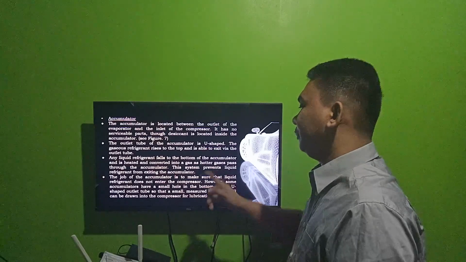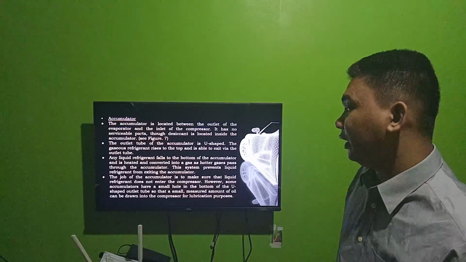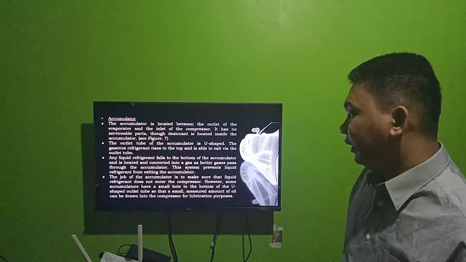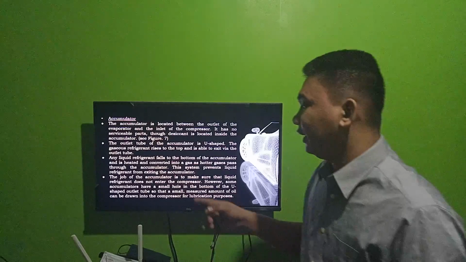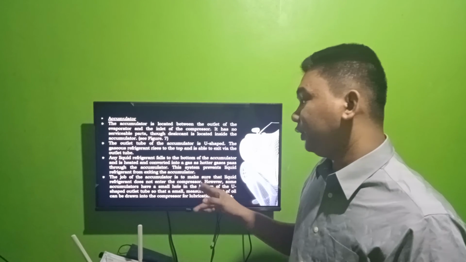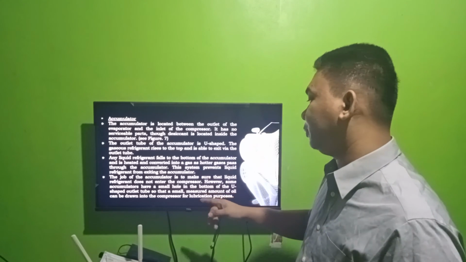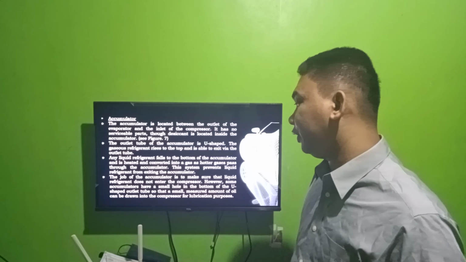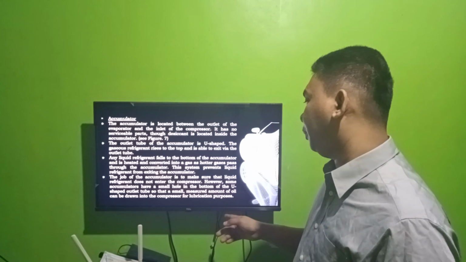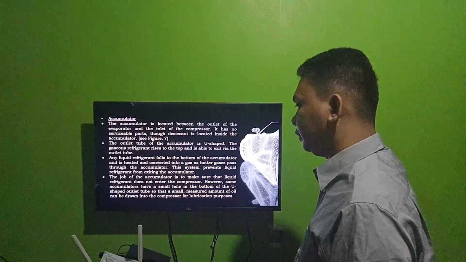So, ayan. The job of the accumulator is to make sure that liquid refrigerant doesn't enter the compressor. Okay, so again, the job of the accumulator simply is to make sure that the liquid refrigerant does not enter the compressor. However, some accumulators have a small hole in the bottom of the U-shaped outlet tube so that a small measured amount of oil can be drawn into the compressor for lubrication purposes.